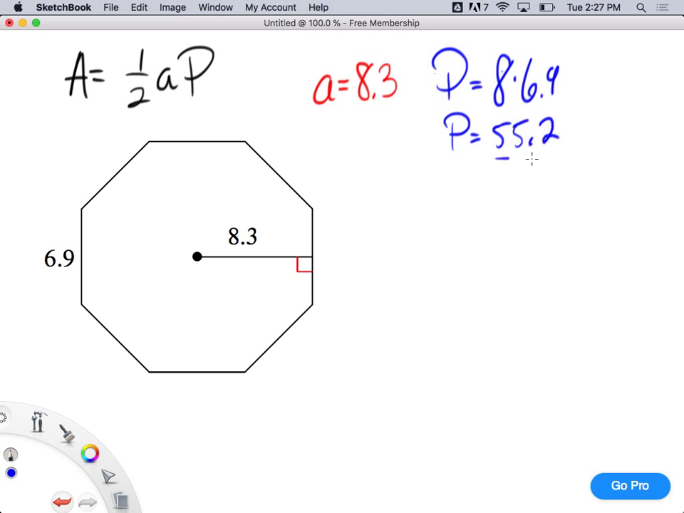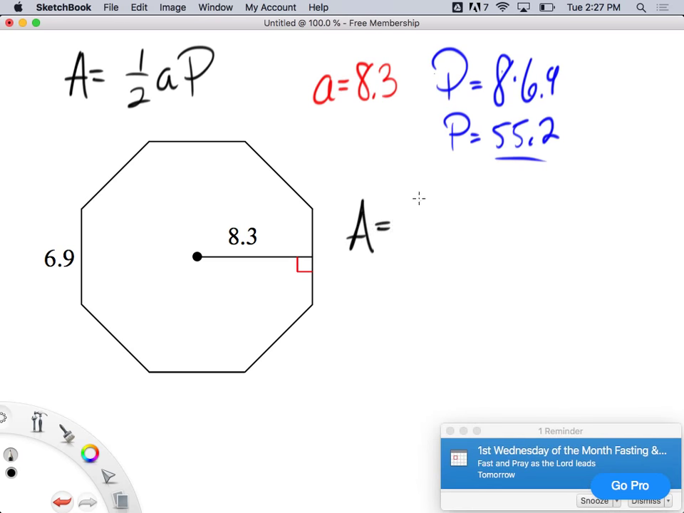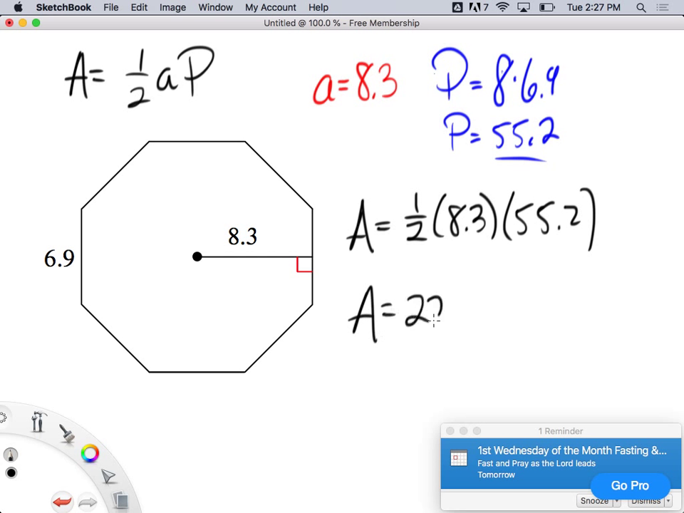Okay, so what's the area of this shape? 1/2 the apothem, 8.3, times the perimeter, 55.2, divided by 2 equals 229.08. Very good, sir.